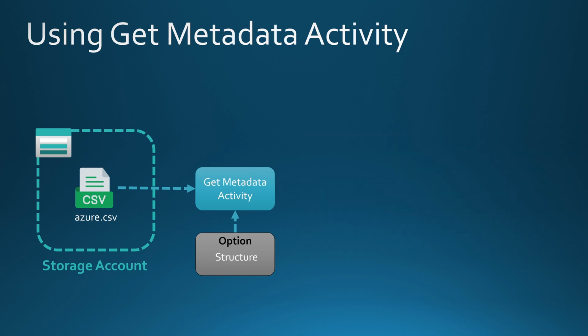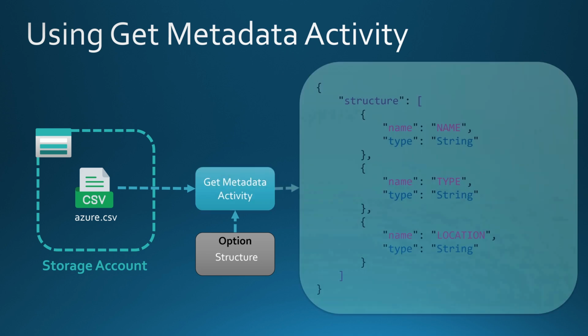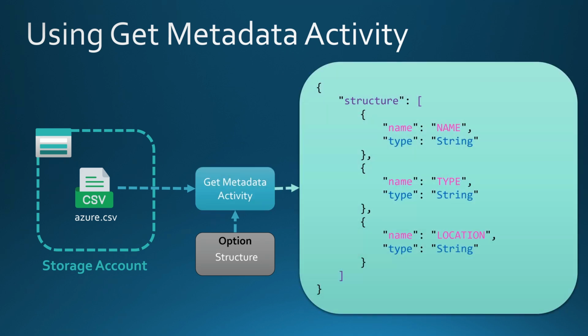Lastly, let's set our option to structure, and let's see what kind of output our Get Metadata Activity now yields when it runs. After it ran, we get this structure array in the output, and it has all the columns and their data types that we have in the CSV file. We can see that we have a column name, and the type of that is string, and then we have column type, and the type of the column is string, and then we have column location, and the type of that is string as well, since we have a CSV file and everything is string there.